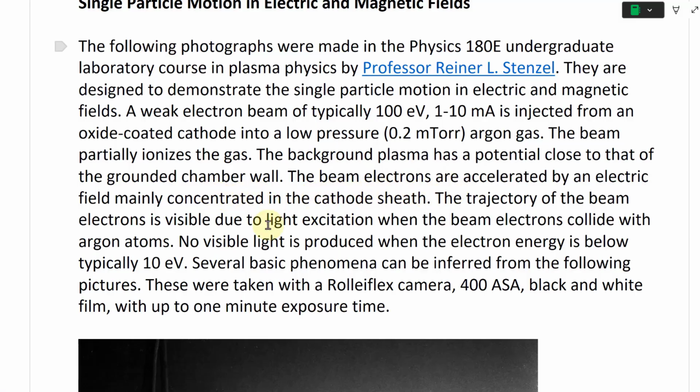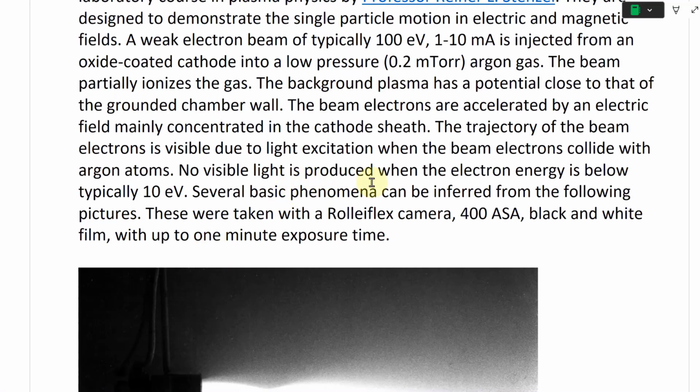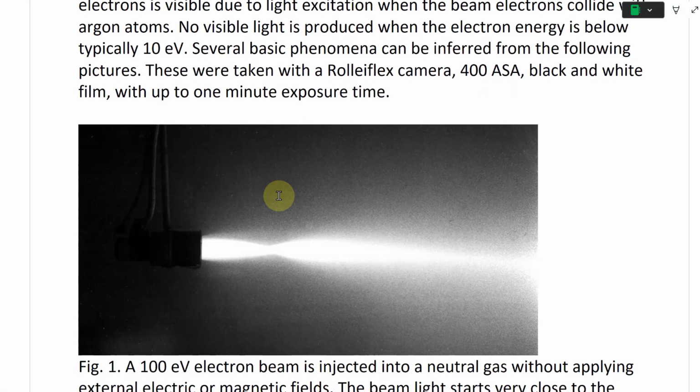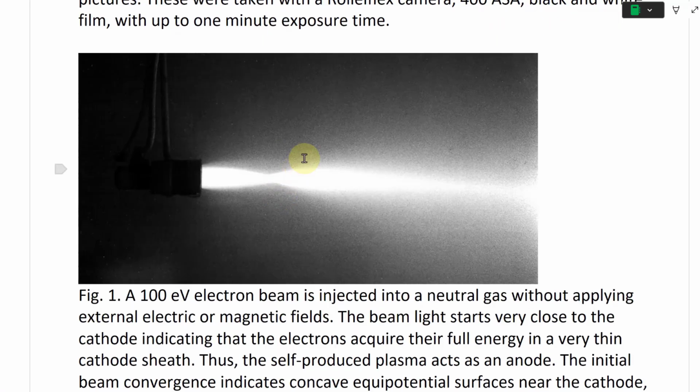Interesting, and the trajectory of the beam electrons is visible due to light excitation when the beam electrons collide with argon atoms. No visible light is produced when the electron energy is below 10 electron volts. Yeah, that's eV, electron volts. Several basic phenomena can be inferred from the following pictures. These were taken with a Rolleiflex camera, 400 ASA, black and white film with up to 1 minute exposure time. So again, it's pretty ancient tech here. So this is a plasma setup there, basically just a bunch of electrons.